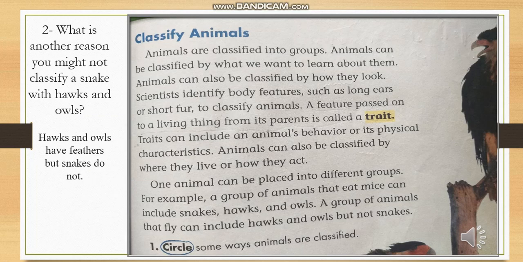Let's together correct the questions of our science book. Question number 1, circle some ways animals are classified. You're going to circle how they look, the word body features, the trait. You can also circle where they live or how they act. All of them are correct. Question number 2, what is another reason you might not classify a snake with hawks and owls? You're going to tell me that hawks and owls have feathers, but snakes do not.